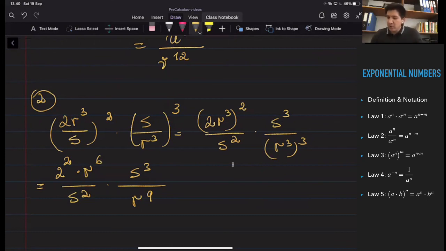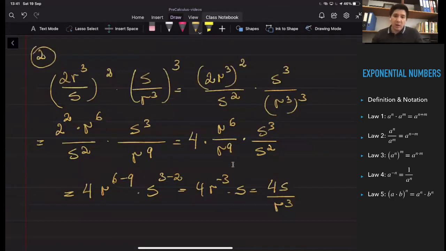So 2 to the power of 2 is 4, times r to the power of 6 divided by r to the power of 9, times s to the power of 3 divided by s to the power of 2. Now we're going to apply the second rule in order to simplify the terms. It's going to be 4 r to the power of 6 minus 9, because it's a division, times s to the power of 3 minus 2. So this is going to be 4 r to the power of minus 3 times s. At the same time, r to the power of minus 3 can be written as 1 over r to the power of 3. So it's going to be 4s divided by r to the power of 3.